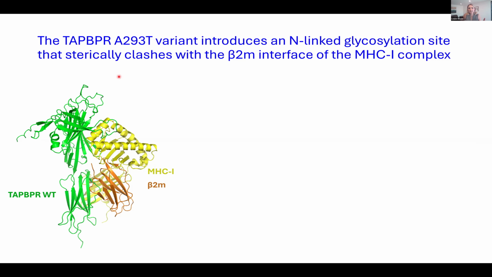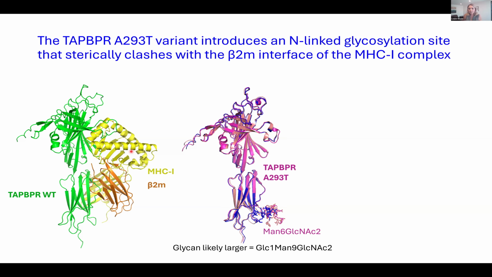So to explore why this A293T variant exhibited such reduced binding to MHC class 1, we turned to AlphaFold. And here you can see the structure of the wild-type TAPBPR bound to MHC class 1 that's generated via AlphaFold. And then we used AlphaFold to model the position of the N-linked glycan on TAPBPR on the A293T variant. And what they showed is that 3 of the 5 models that were generated via AlphaFold predicted that the glycan would point out in the direction of the MHC class 1 molecule.